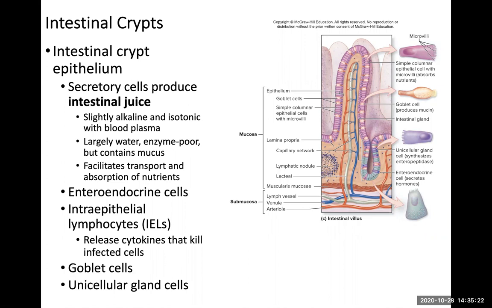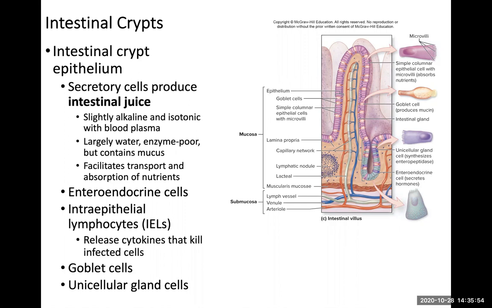Of course, it has mucus because we have secretions from the goblet cells. Also within the intestinal juice, you're going to find secretions from these unicellular gland cells, which include enteropeptidase, right? Again, enteropeptidase is the enzyme that catalyzes the conversion of trypsinogen to trypsin. Okay, so that's really important.